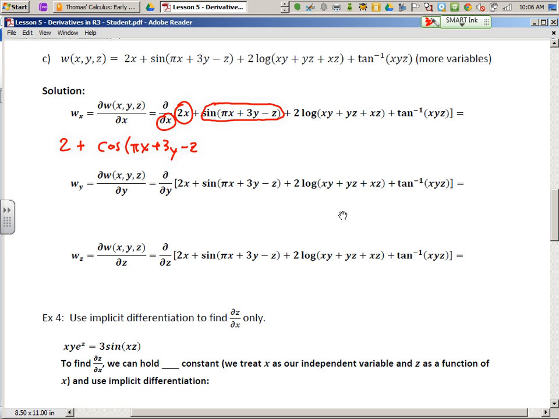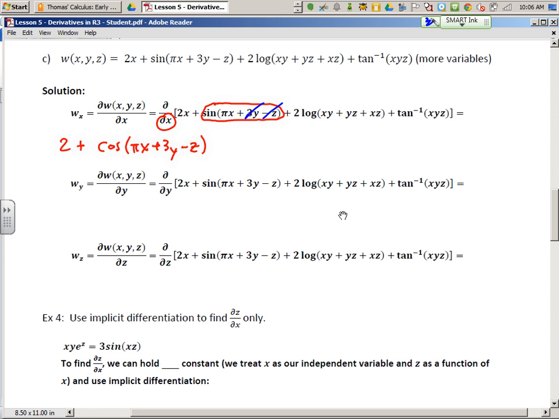So just copy the blah blah blah part, and then multiply by the derivative of the inside. Remember, the only thing that is actually a variable is the pi x, you see. Everything else is treated as a number, so you can ignore these. So pi x, what's the derivative of pi x? It's just pi. So that's the derivative of the inside.